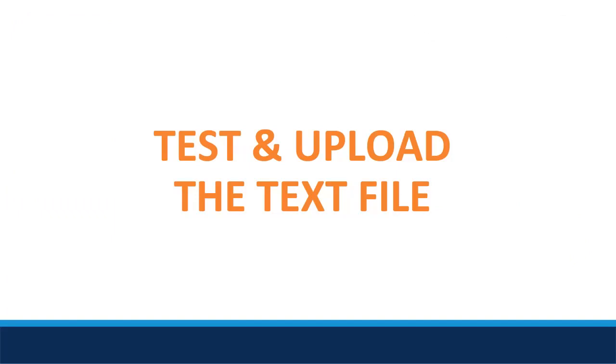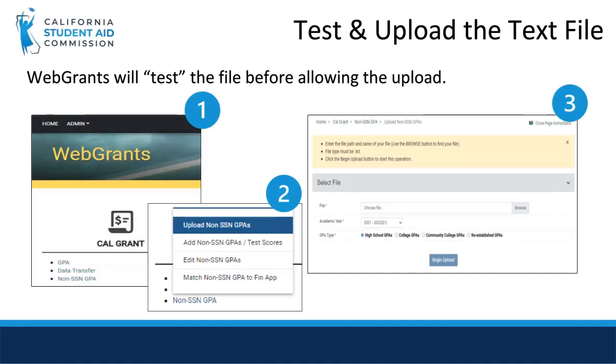Now we will walk through testing and uploading the text file. Now that you've converted your data into a text file, let's test it out and upload it. To begin, from the home page, click Non-SSN GPA under the Calgrants section. Then click Upload Non-SSN GPAs.